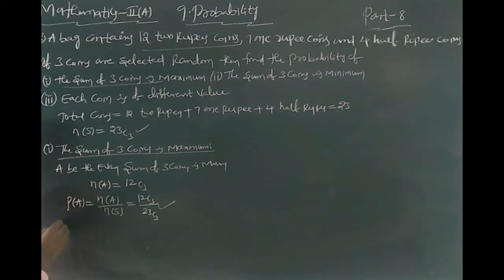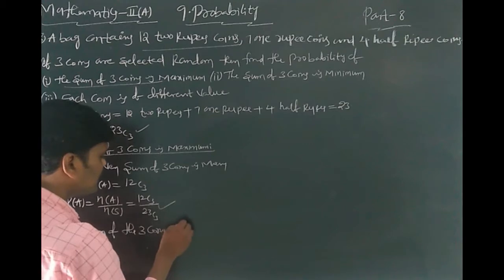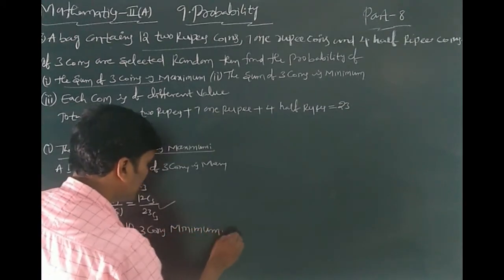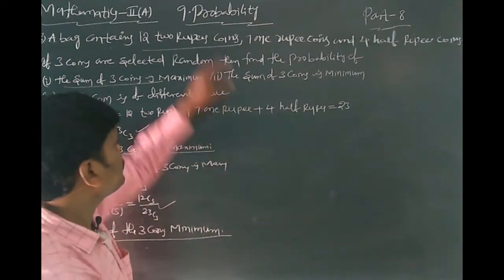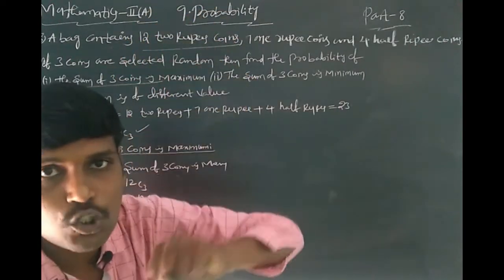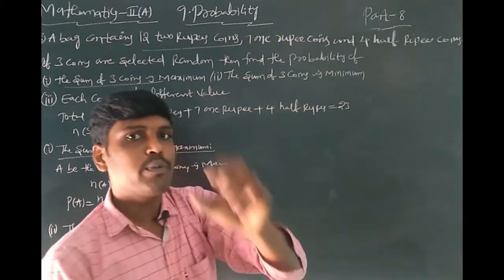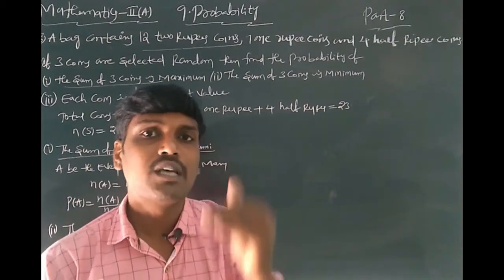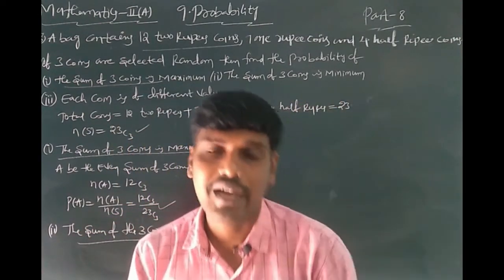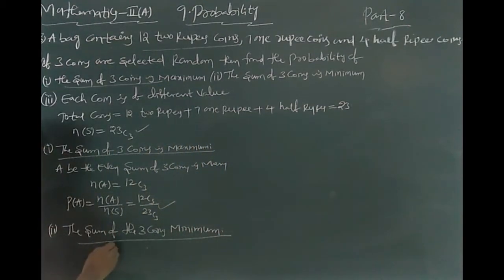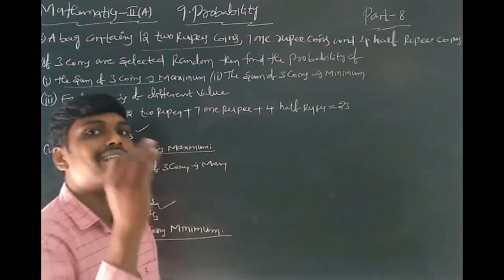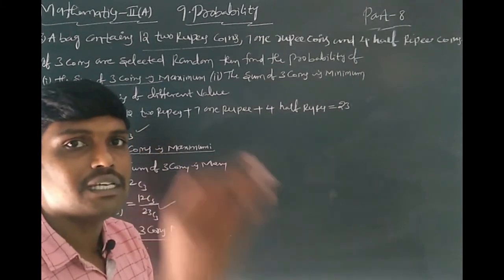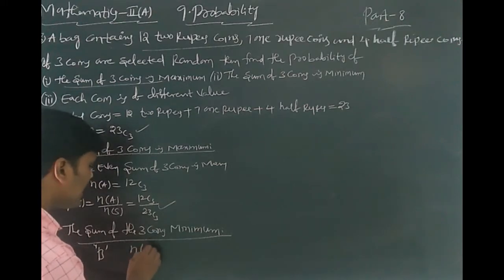What is the second problem? The sum of the 3 coins is minimum. See students, we have to select 3 coins. Three 2-rupee coins give a total sum of 6. Three 1-rupee coins are 3 rupees in total. Three half-rupee coins, total how many rupees? 1.5 rupees. For the minimum, you have to select 3 half-rupee coins. That's why let B be the event that the sum of the 3 selected coins is minimum.